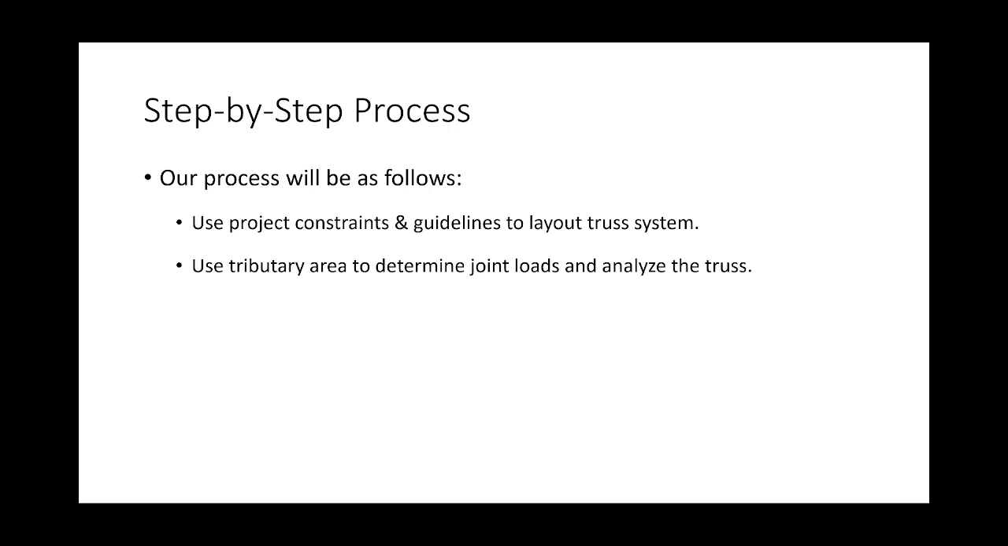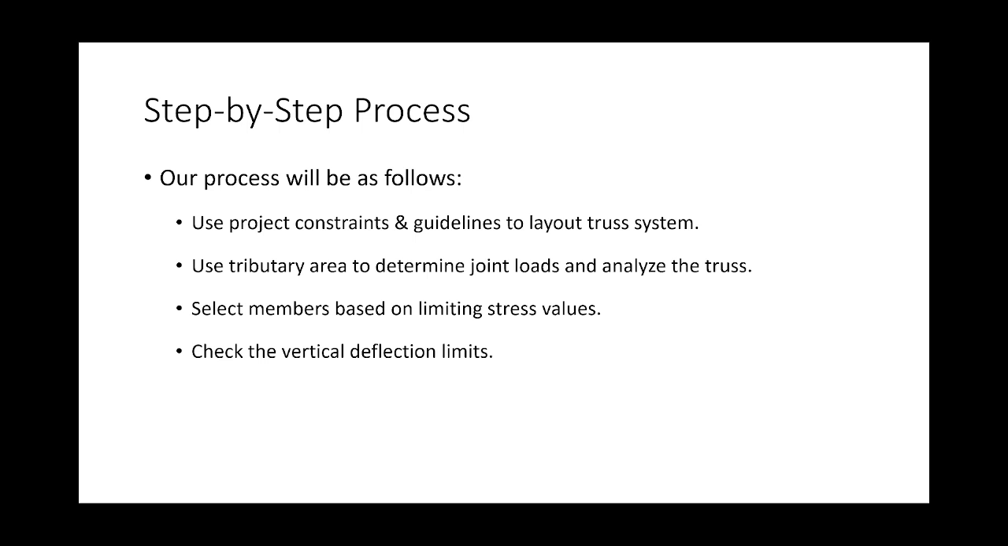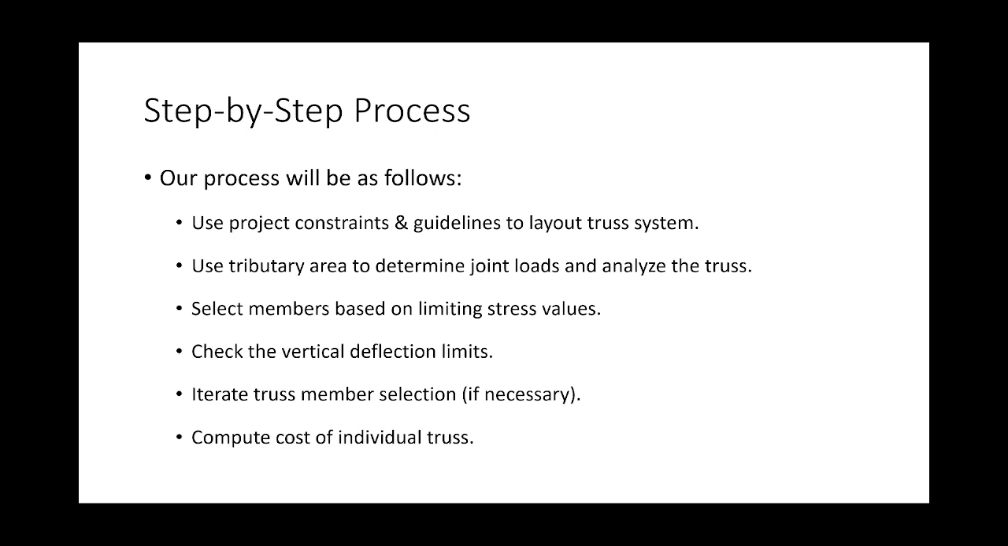Then we're going to use tributary area to figure out the point loads on the truss. And we're going to analyze it. Once we analyze the truss, we're going to select the members based on the stress limits. And now that we have members selected, we can compute deflections. So we'll check the vertical deflection limit. Under the vertical deflection limits, we'll see if the truss passes. If not, we'll need to iterate the member selection, if necessary, and compute the cost of the individual truss.